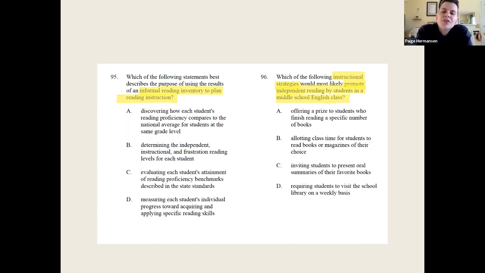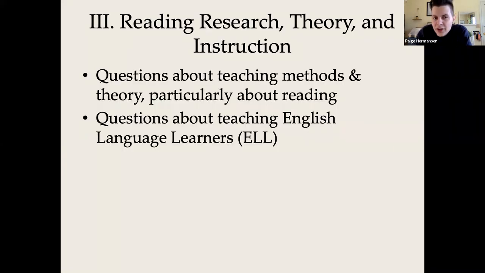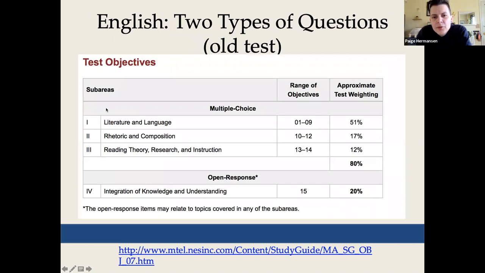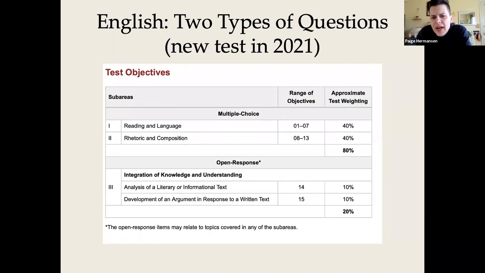So just a few questions about how to incorporate, you know, and you'll see that most of these are reading related. And again, that's because we're looking at our area, reading research, theory, and instruction. And for those of y'all who aren't going to take this test until the new test is introduced, this is where these kinds of questions are going to be included, in this reading and language section. So my suspicion is that there'll be more questions that they'll pull from this area than they did before, since before reading theory only accounted for 12% of the test. And now it looks like reading and language together are going to constitute 40% of the test. So there might be some more questions in this area.